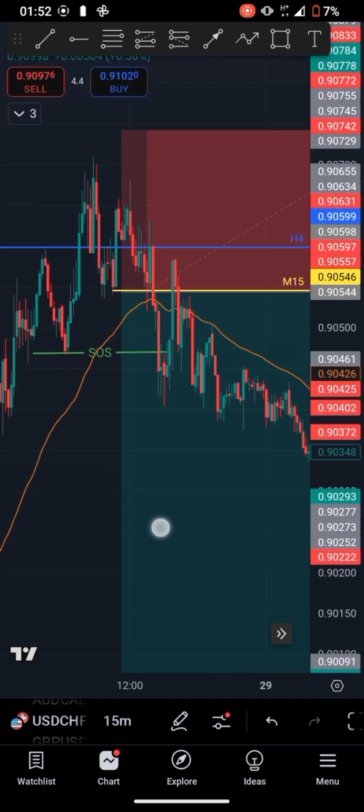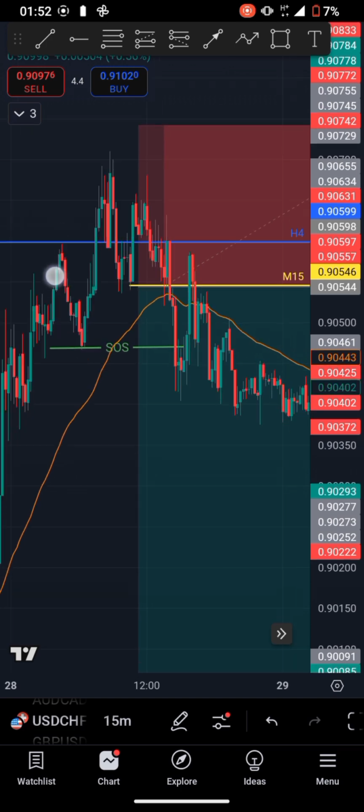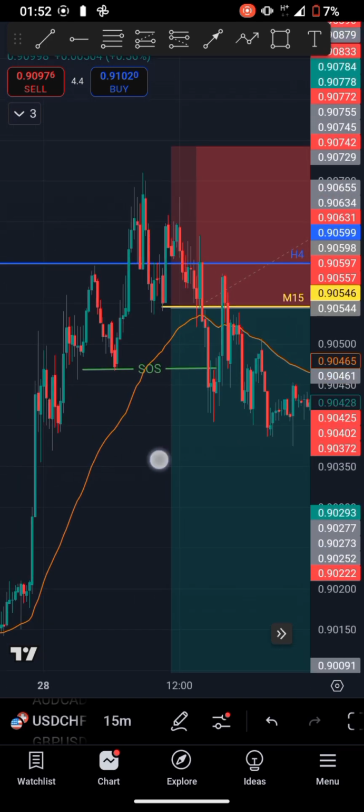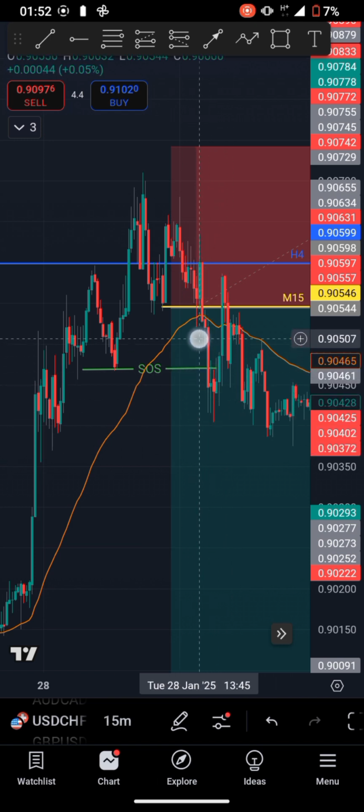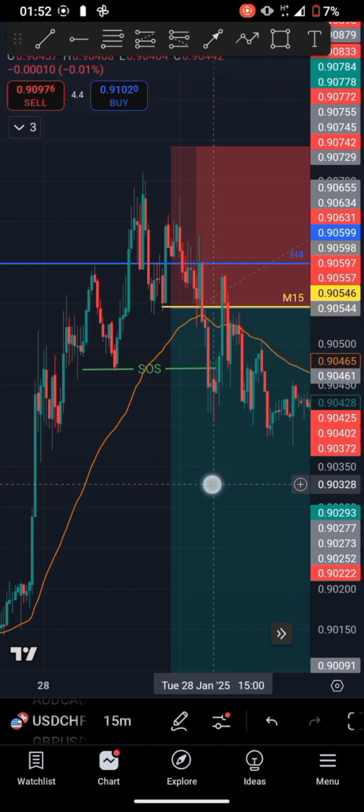So as you can see here, as price tapped into our 4-hour supply zone, price broke structure beautifully right here. We broke the structure and I set my sell limit at this 15-minute supply zone. And if you notice, this is in New York session.